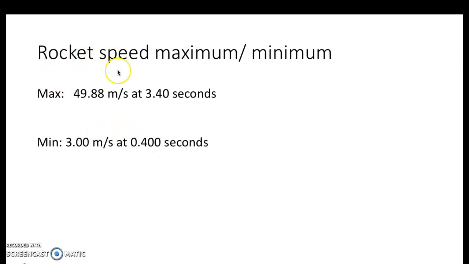Here we have the rocket speed, the maximum rocket speed and the minimum rocket speed. The maximum speed was 49.88 meters per second at 3.4 seconds. The minimum was 3 meters per second at 0.400 seconds. And we got these numbers directly from the Logger Pro data.